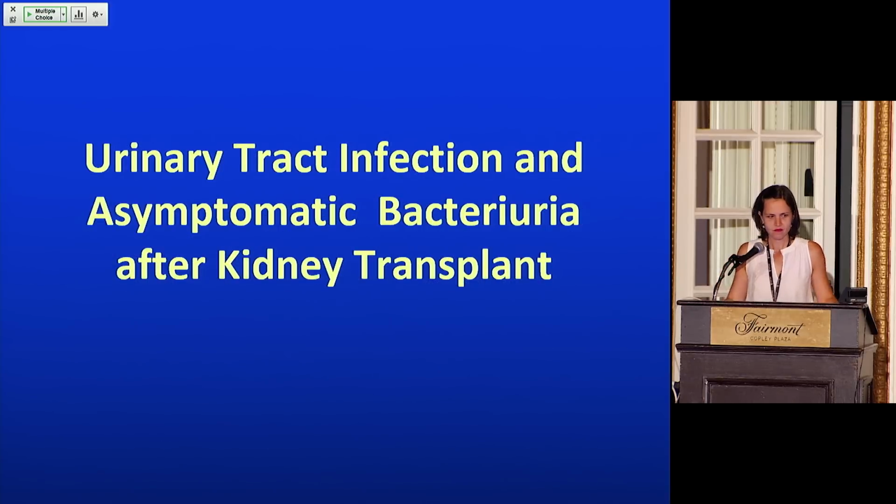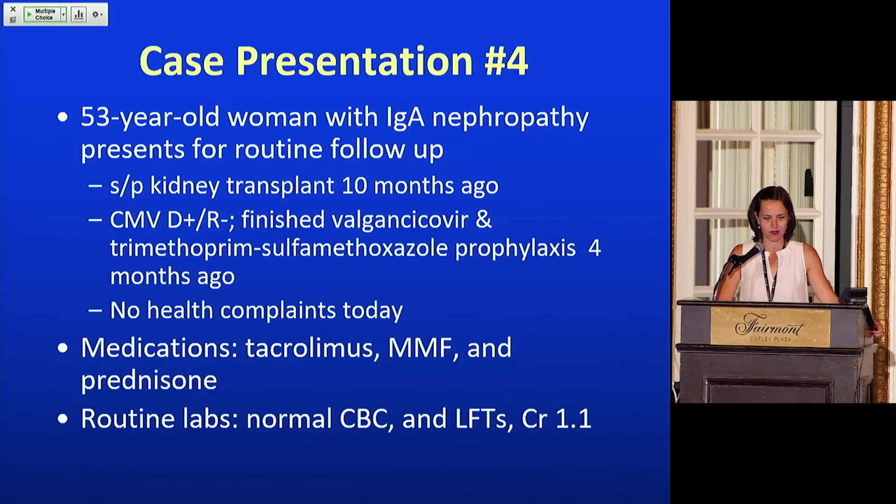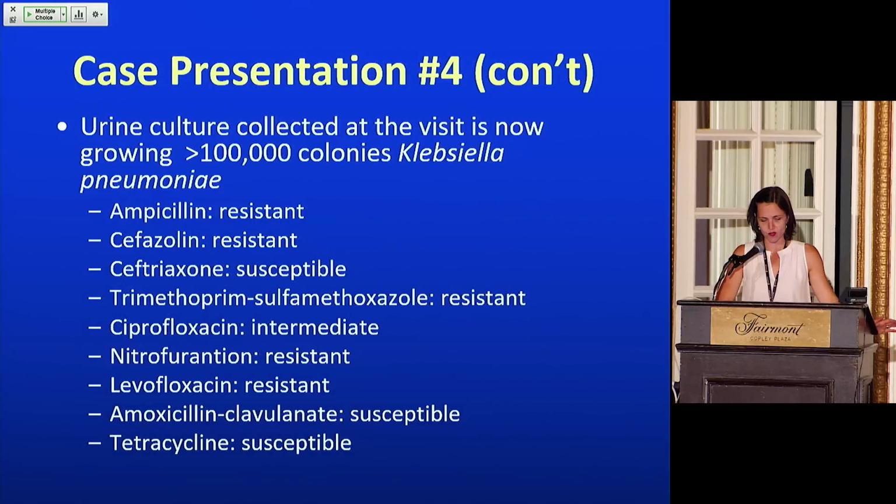So in the last 3 minutes, we're going to talk urinary tract infection and asymptomatic bacteriuria, which is a very common problem. So first a case, it's a 53-year-old woman who presents for routine follow-up, and her transplant was 10 months ago. She's CMV D+R-, and she finished her valganciclovir and her sulfa prophylaxis 4 months ago. She has no health complaints today. She feels great. Those are her meds. Her labs are normal.